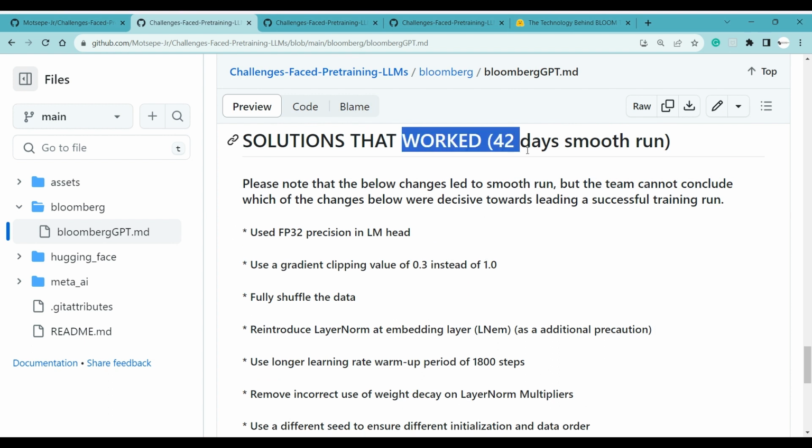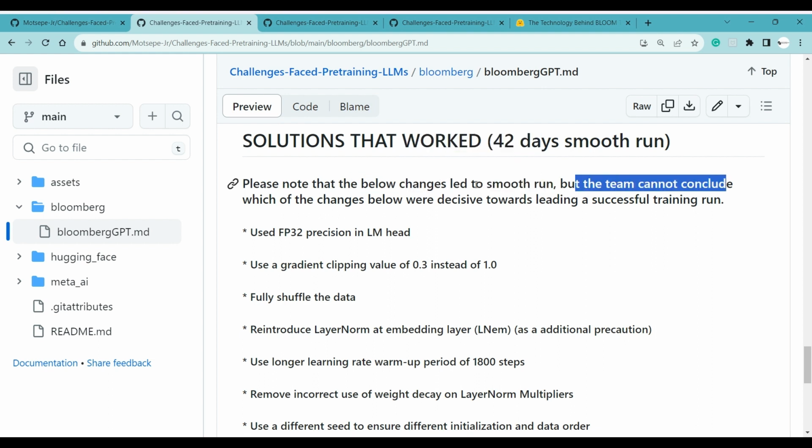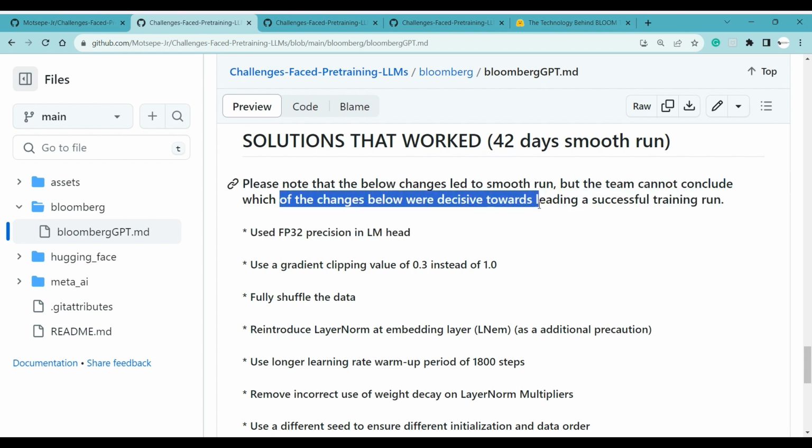So now I'm covering the solution that worked. What got them to 42 days? What helped them get to the smooth run? I state here, please note that the changes below led to a smooth run, but the team cannot conclude which of the changes were decisive towards a successful training run. Like I said, you make a lot of changes, then you train.